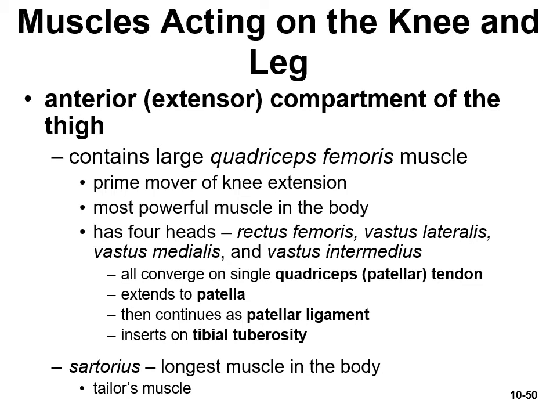You can also see the sartorius and the gracilis muscles on the anterior side of the leg. The sartorius is the longest muscle in the body. It's known as the Taylor's muscle. It is a muscle that goes from the lateral side of the femur and then crosses medially and attaches to the medial side of the knee.